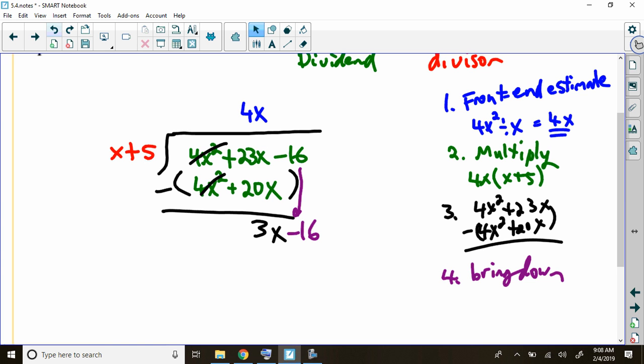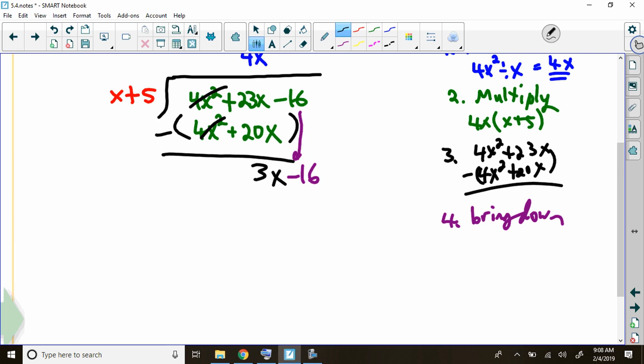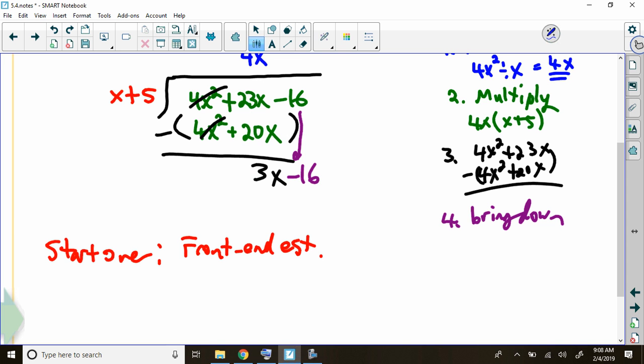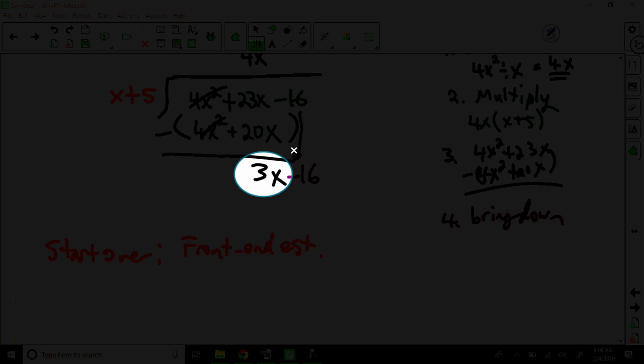So we said that this algorithm repeats. It starts over, right? So we've got to start over again. Here's where people get confused on this. When we start over again, we're going to do the first thing again, which is our front-end estimate. We're going to be dividing. And in this case, what we're looking at is the 3x.